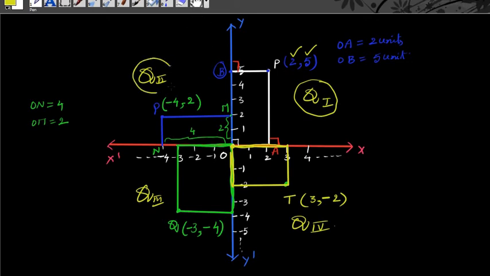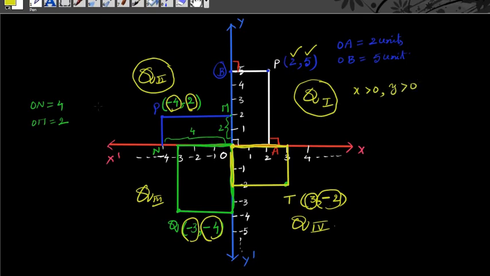In the second quadrant, you have to observe that the x coordinate is negative and the y coordinate is positive. In the same way, in the third quadrant, the x coordinate is negative and the y coordinate is negative. In the fourth quadrant, the x coordinate is positive and the y coordinate is negative. That means in the first quadrant, x is positive, meaning greater than 0, and y is also positive, greater than 0.